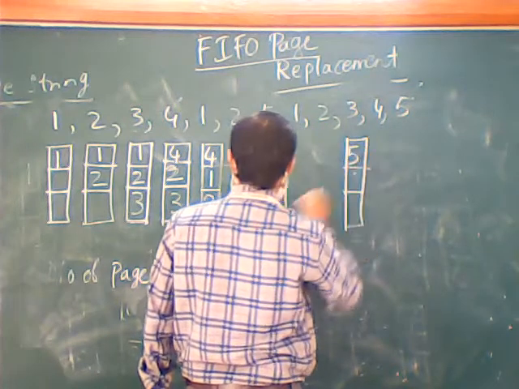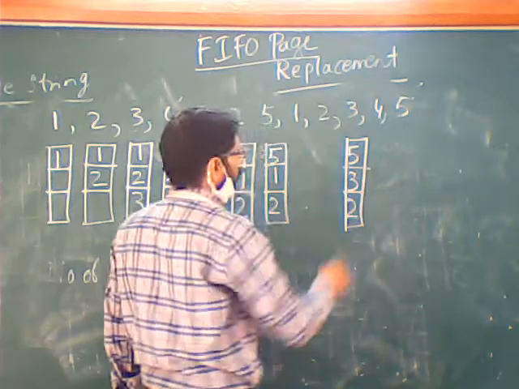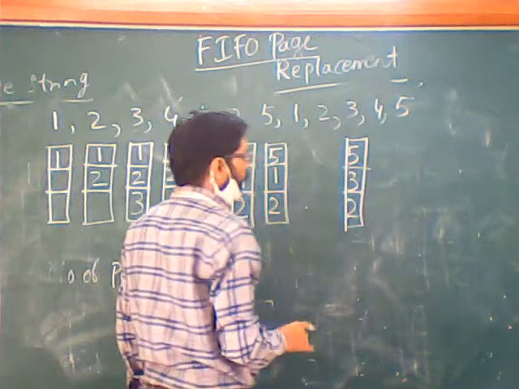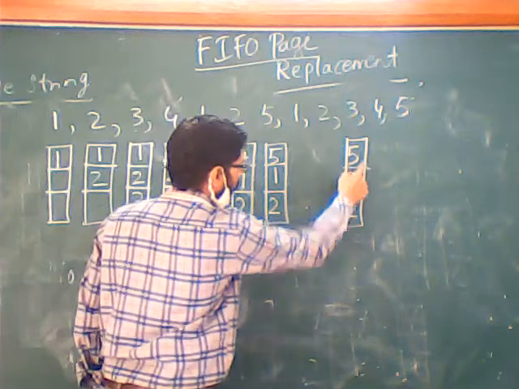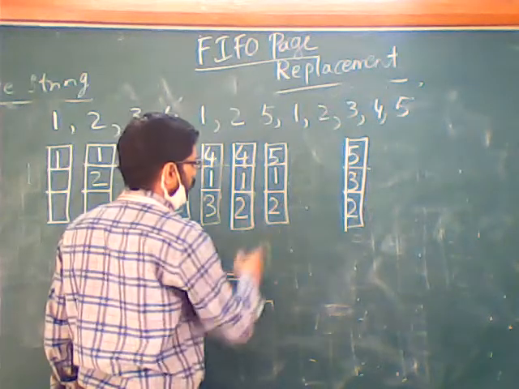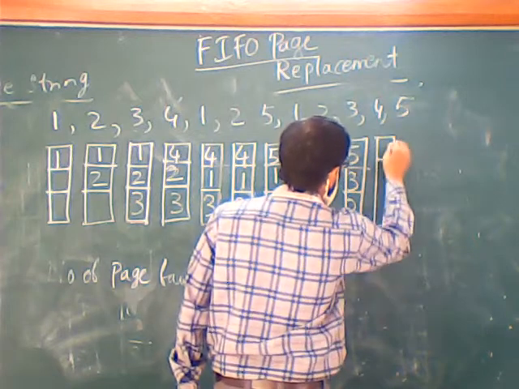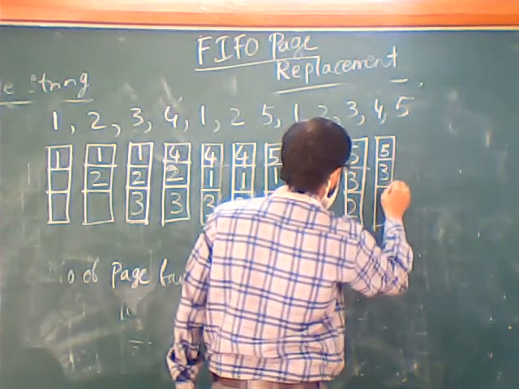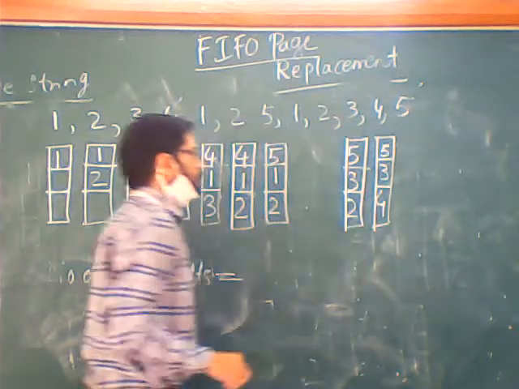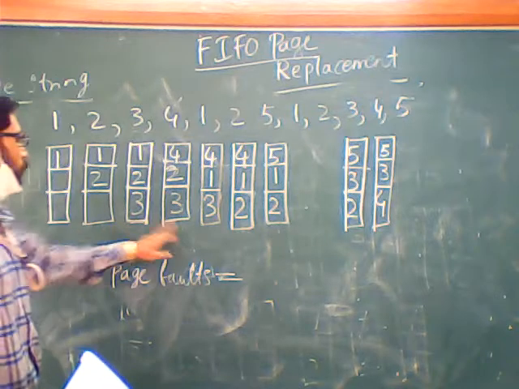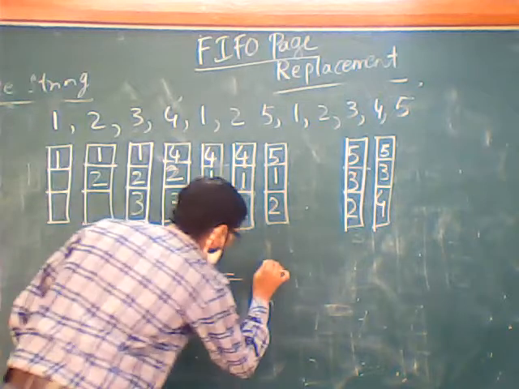So it becomes 5, then 3, and then 2. Now we are referring to 4. Is 4 available? No, so we need to replace. What do you have to replace? Out of 5, 3, 2, which is at first? First in, first out: 2 arrived first. So we will replace it, and it becomes 5, 3, 4. Next 5 is already there. So the number of page faults is 1, 2, 3, 4, 5, 6, 7, 8, 9. The number of page faults is equal to 9.